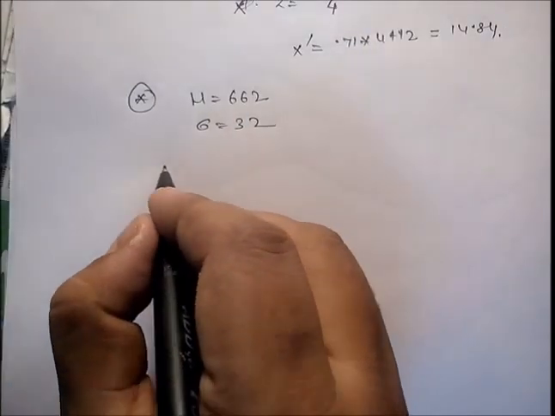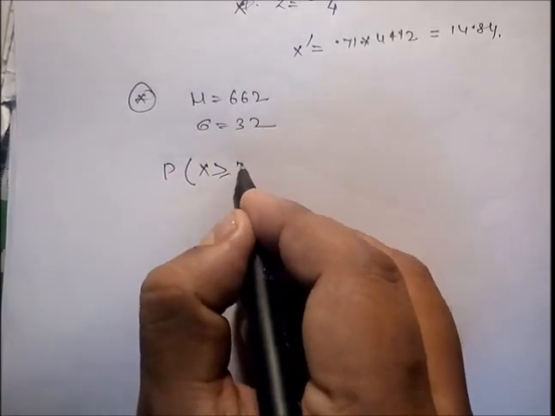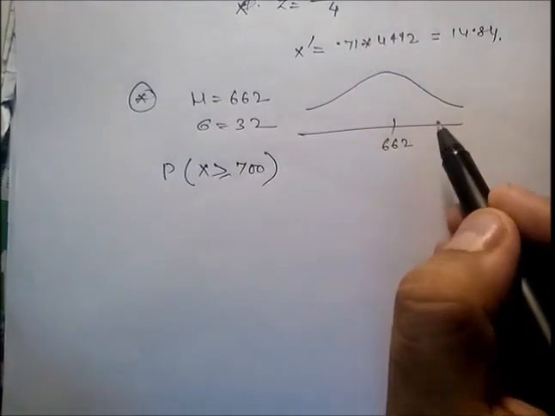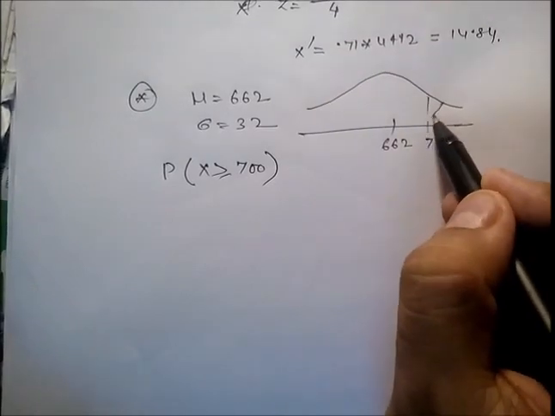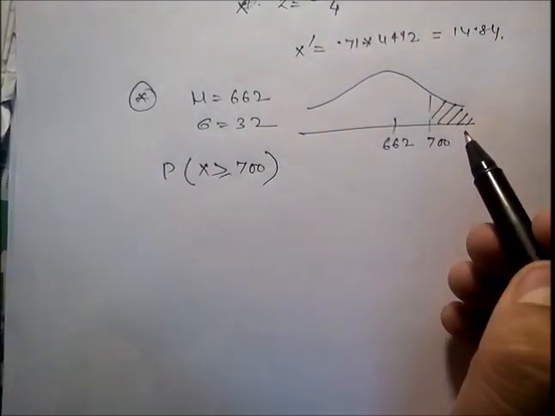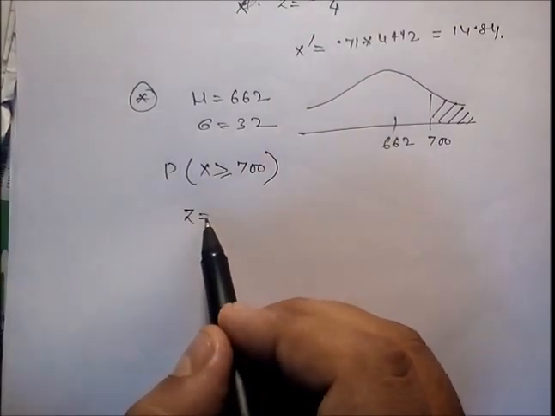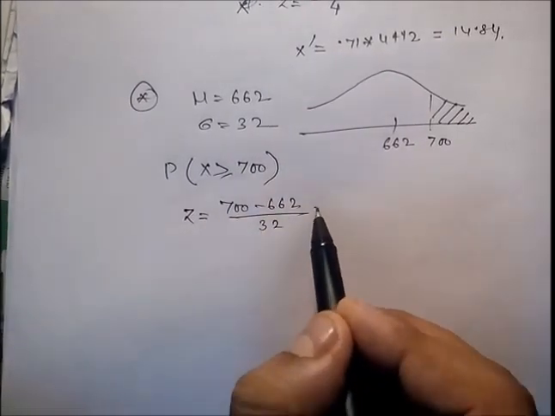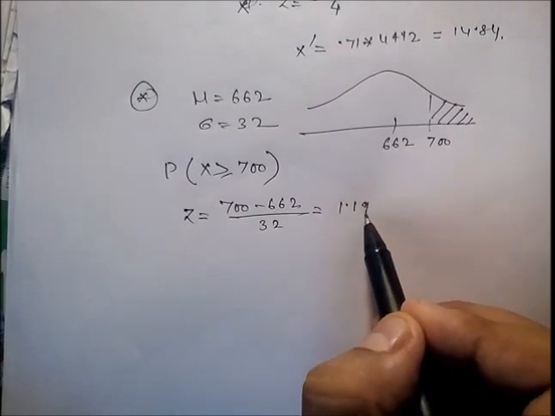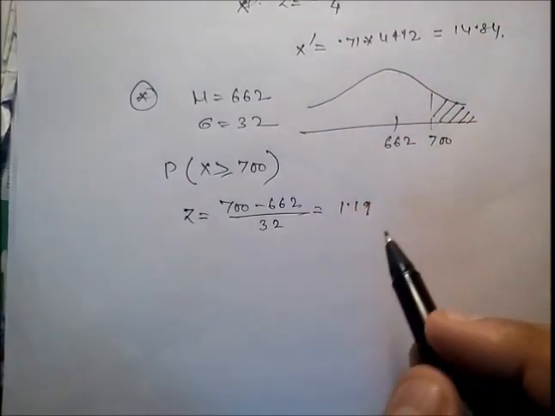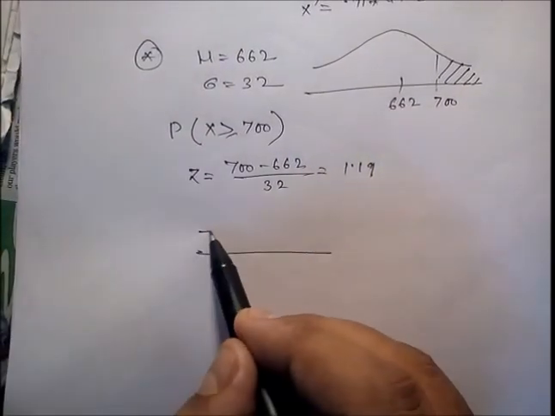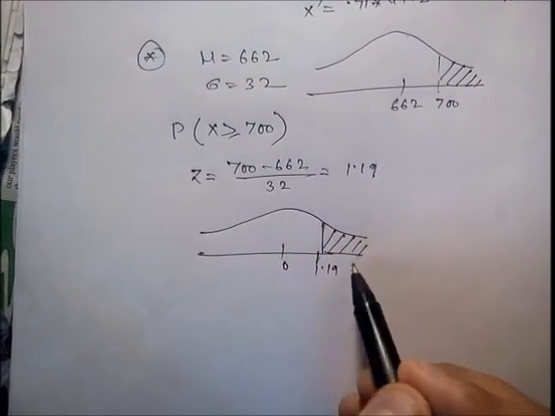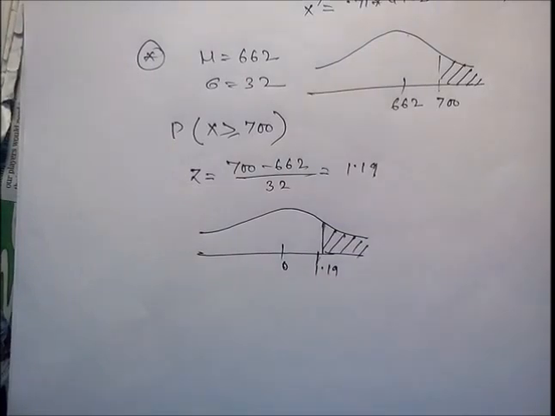Okay, probability over 700 kilos. The mean is 662. 700 kilos means we have to identify this particular area. We have to identify the z value. So the z value is (700 minus 662) by 32. It is 1.19. If it is z from 0 to 1.19, we have to identify this particular area.